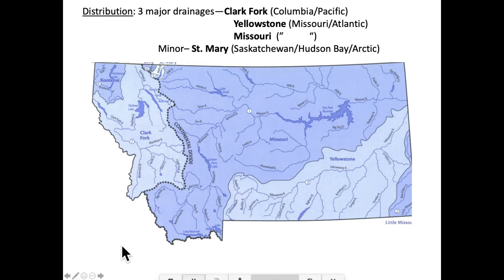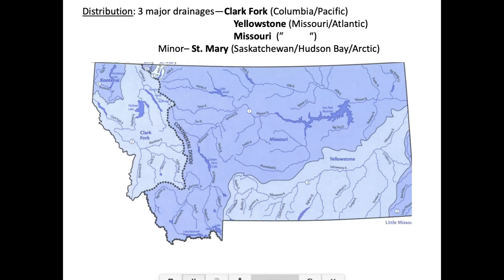One important perspective when learning about fish in Montana is to understand these different major drainage systems. And using clues as to where these fish are, you can figure out which drainage they are native to.